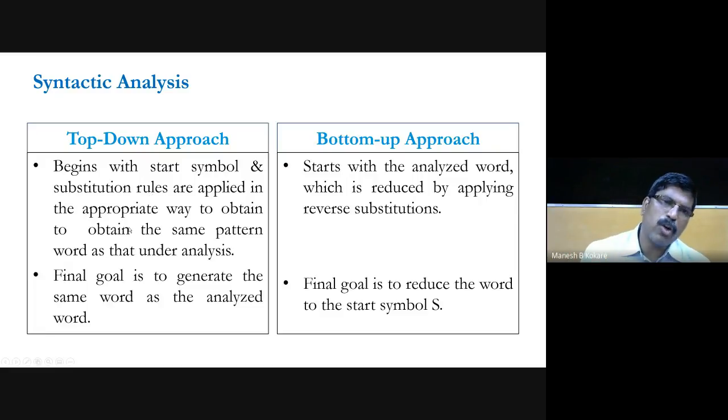Whereas in the top-down approach, the final goal is to generate the word as the analyzed word, like a language of that class. So you begin with the start symbol and end with the language of that class. In the bottom-up approach, you begin with the language of that class and end with the start symbol. Here you apply the production rules in a reverse way, whereas in top-down you apply them in a forward way. So this is the way you can do syntactic analysis, by either the top-down or the bottom-up approach.